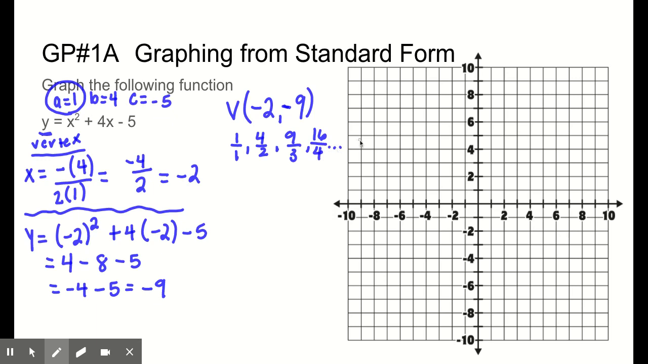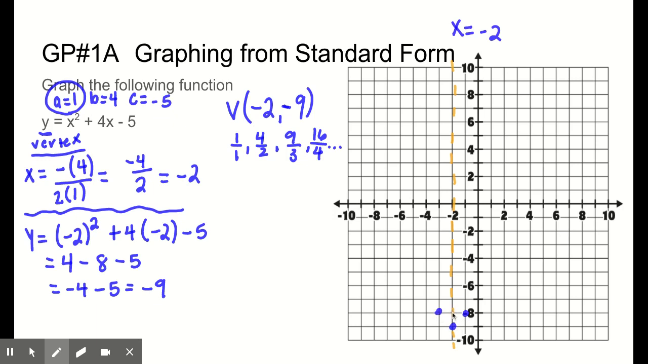So we're going to start with our vertex at -2, -9. Make sure you draw your axis of symmetry. So our axis of symmetry is x equals -2. Then we can go ahead and apply our graphing pattern. We go up 1, over 1 in both directions.